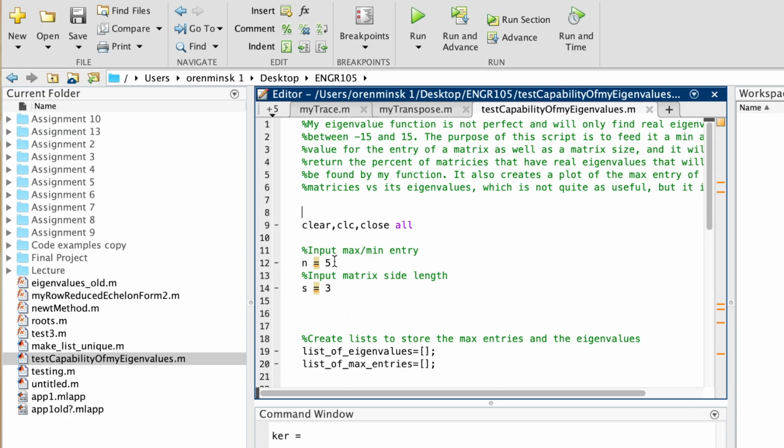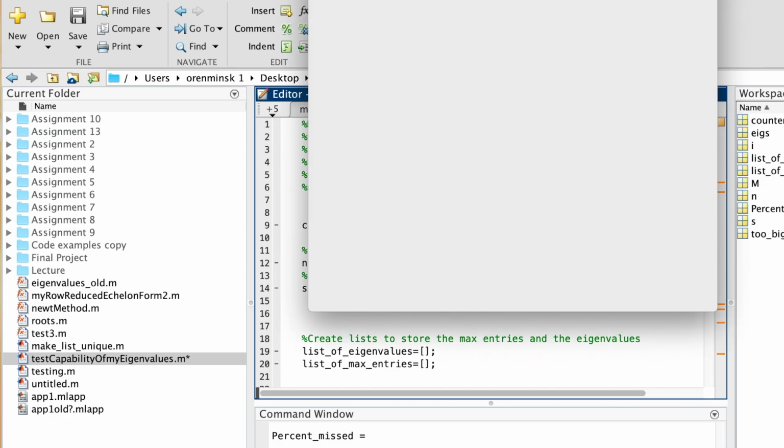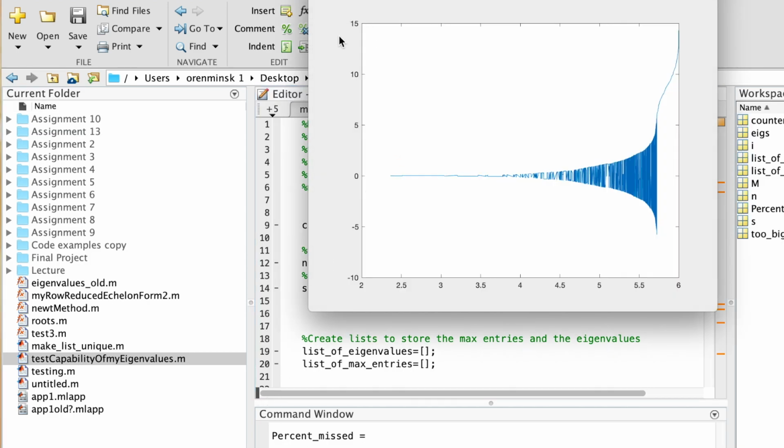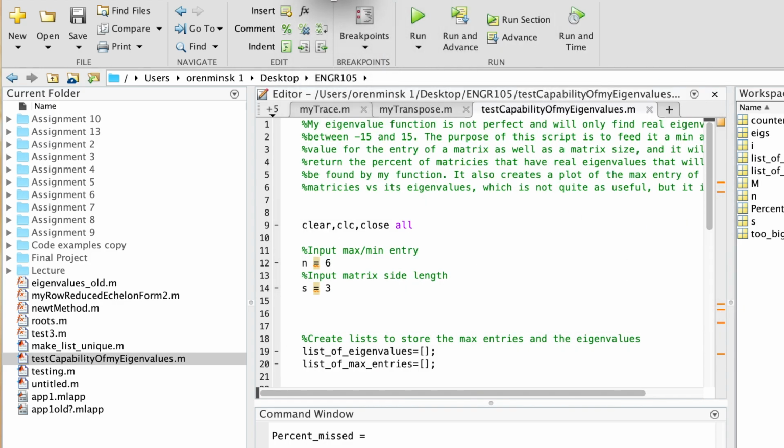So just to test that, we see n is 6, which means that the max and min entries are going to be -6 and 6, and s is the side length, so that'll be 3. If we run this, we see percent missed is 0, and then it pops up with the plot too. Let's close that. So that's to say that for almost every matrix that a student at Penn might encounter in a linear algebra course, all real eigenvalues can be found using my function.